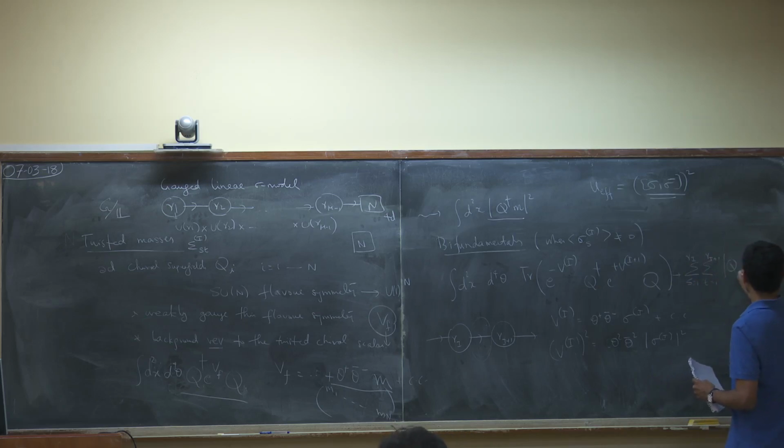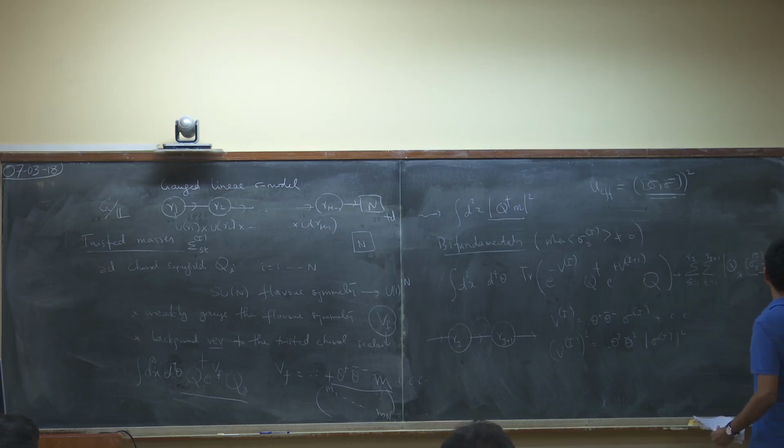I get |σ_S − σ_T|². So every bifundamental field in that matrix gets a mass proportional to σ_S of I and σ_{I+1} of T. Okay, so it's this difference that's replacing just this plain sigma.